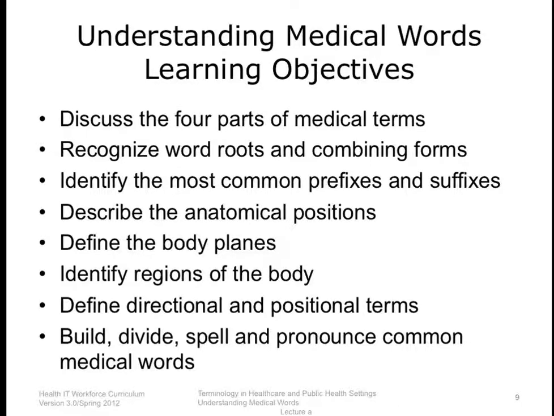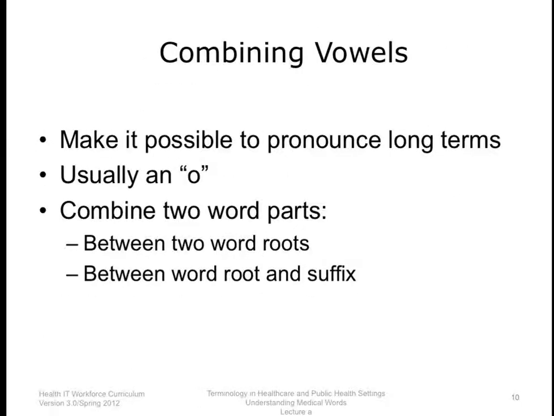So we covered word roots in the last session, and now we're going to talk about our combining vowels. Combining vowels make it possible to pronounce long terms. Combining vowels combine two word parts, such as between two word roots or between a word root and a suffix. The vowel normally used is the vowel O. All right, so let's go deeper on this.